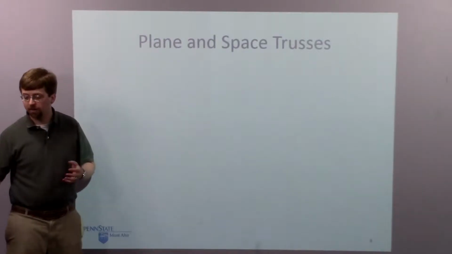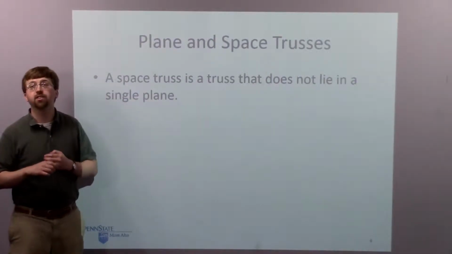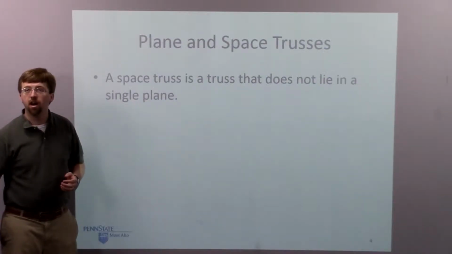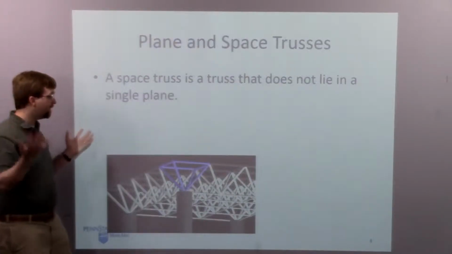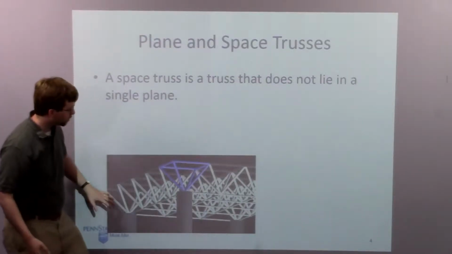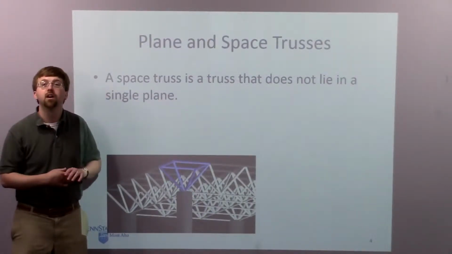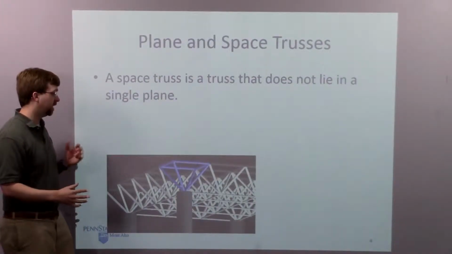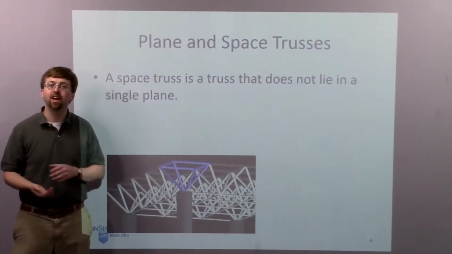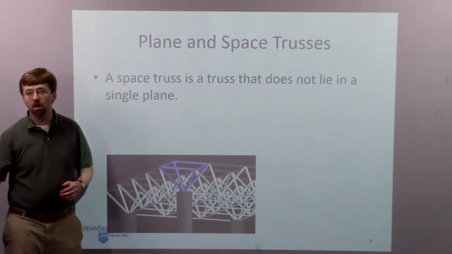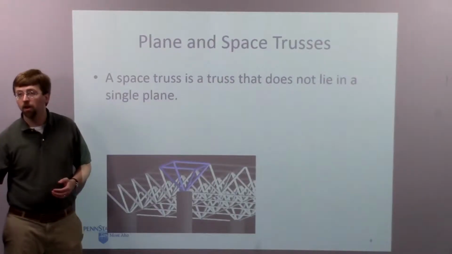The alternative to a plane truss is going to be called a space truss. A space truss does not lie in a single plane, and that means that we essentially need to treat it as a 3D problem. An example of a space truss: here we've got a truss structure that's going to be used to support a very large roof. And we've got members going in all sorts of directions. So there's no way to break it down into a plane truss problem. We need to deal with x, y, and now z coordinates as well.